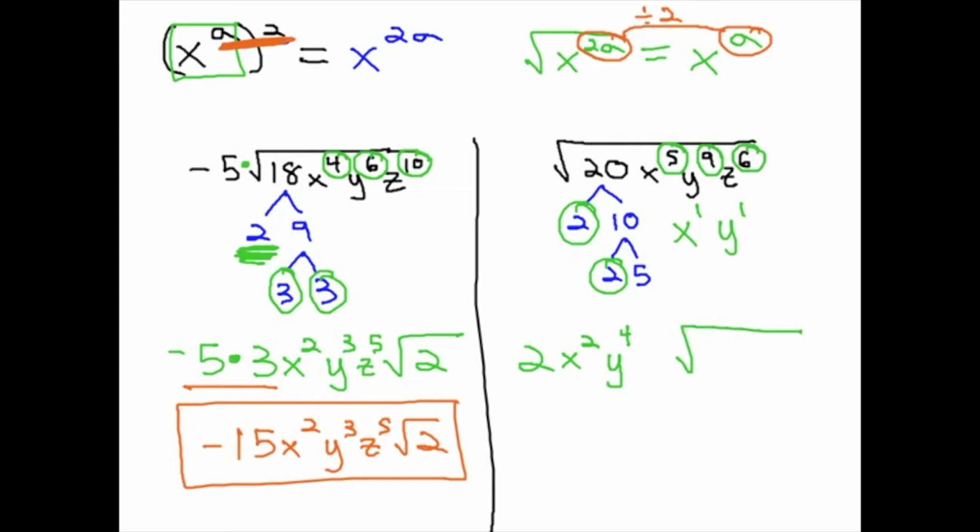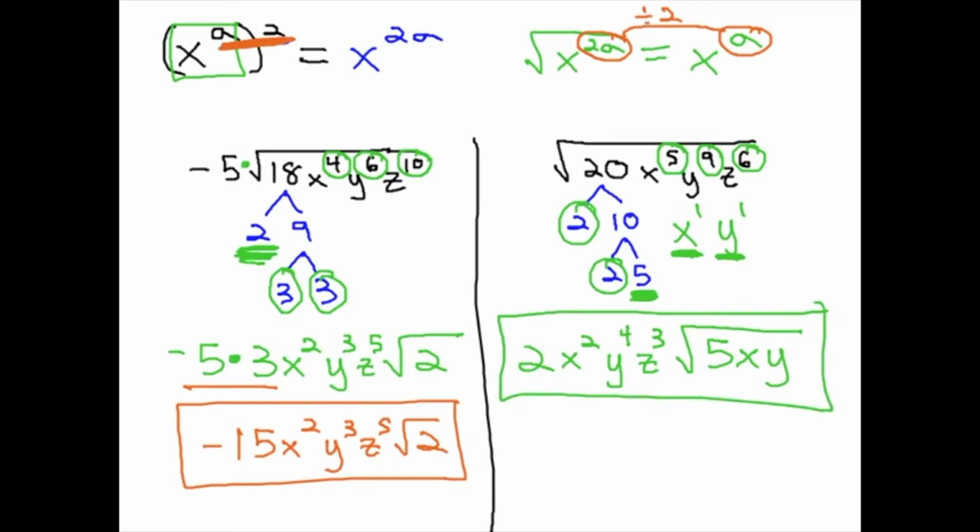Z to the 6th, dividing 6 by 2, we get z cubed, with none remaining inside because there is no remainder. This means what we have left inside the radical is a 5, an x, and a y. With nothing to multiply, this becomes our final solution: 2x squared, y to the 4th, z cubed, times the square root of 5xy.